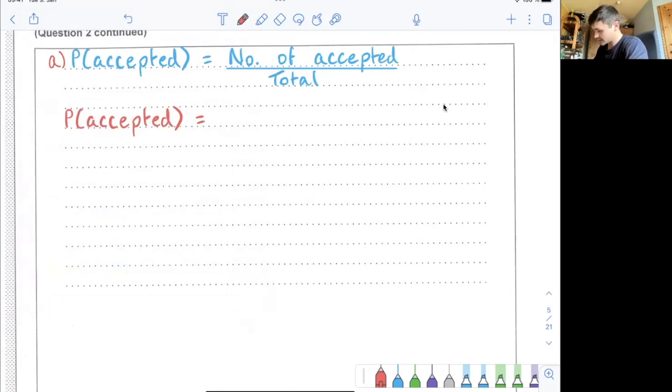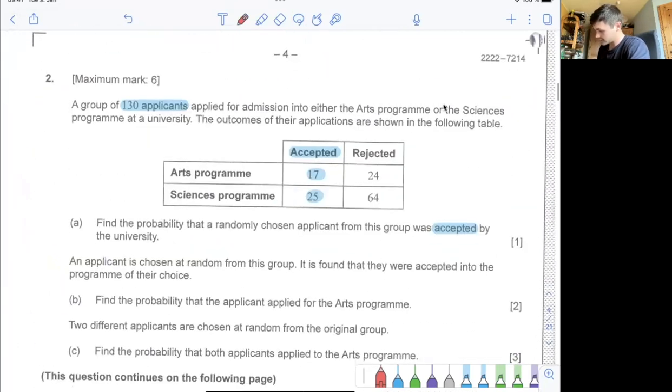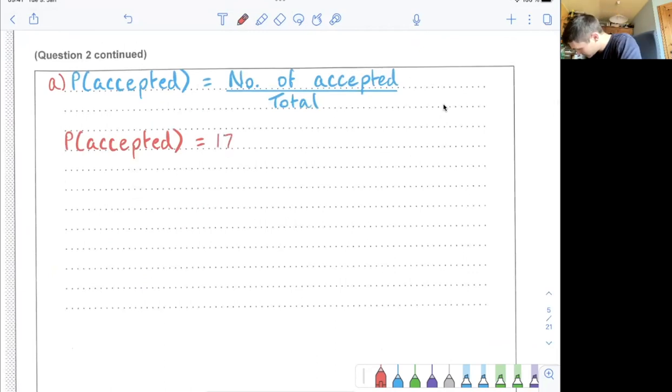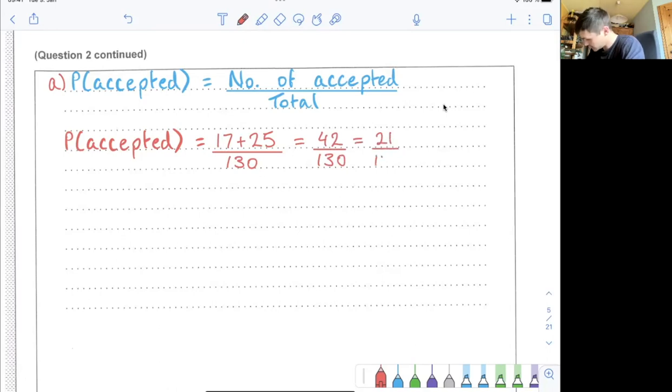Okay, so the number of accepted applicants, if we go back up here, we've got 17 in the arts program and 25 in the sciences program. So we'll add those two guys up. We get 17 plus 25 all over 130. That is equal to 42 over 130. And we can simplify this down to 21 over 65.